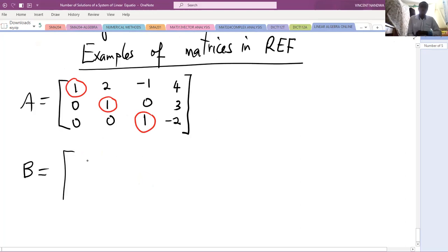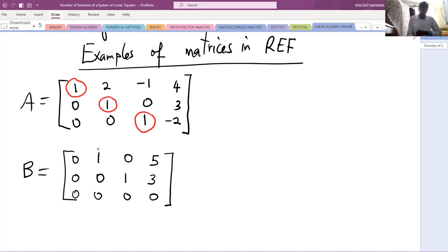If we have a matrix 0, 1, 0, 5, 0, 0, 1, 3, and 0, 0, 0, 0. Also, this is a matrix in row echelon form because you see this is the leading one, this is the leading one, and then this matrix happens to have a row with 0 elements, and so all that row is to the bottom of the matrix here. So that's an example of a matrix in row echelon form.